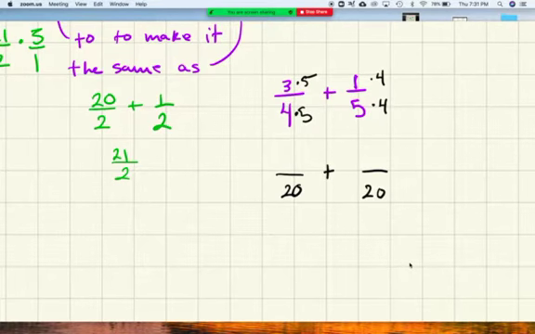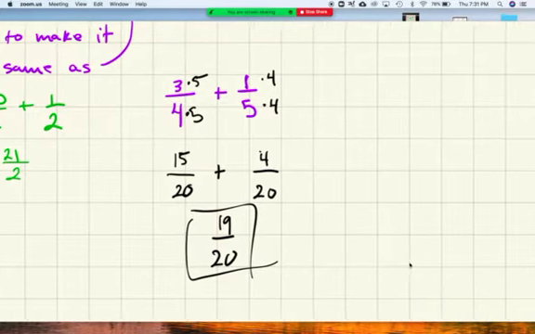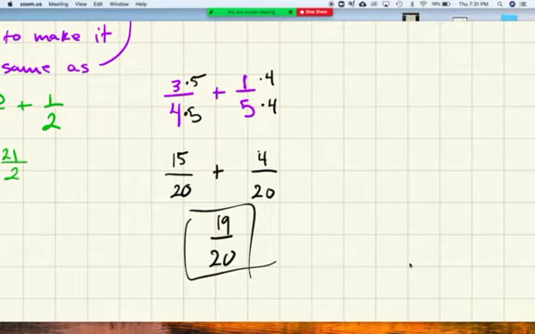Oh, okay. And 20. And then 15 and 4. So we get 15 plus 4, which is 19 over 20. So that would be the answer for that. Sometimes it's a little bit different. Sometimes it's like, let's say 1 over 3 plus, let's see.